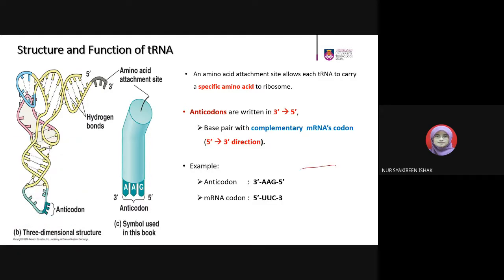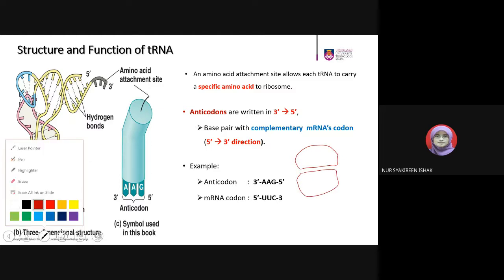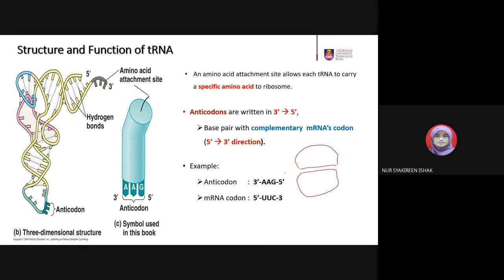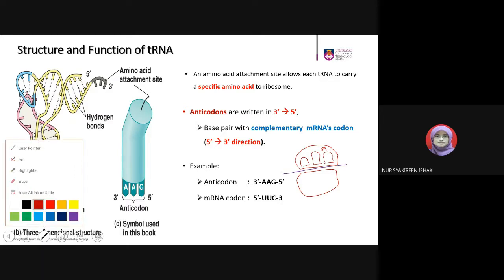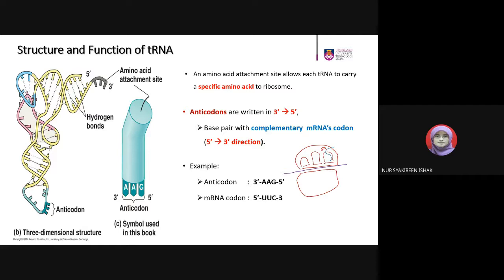Okay, so let's say this is the ribosome. And in between the ribosome you have the mRNA. Okay, so this is the mRNA. So the ribosome will have 3 sites. It is the A site, the P site, and also the E site. The A site is where the tRNA will enter. The tRNA will enter and bring specific amino acids.